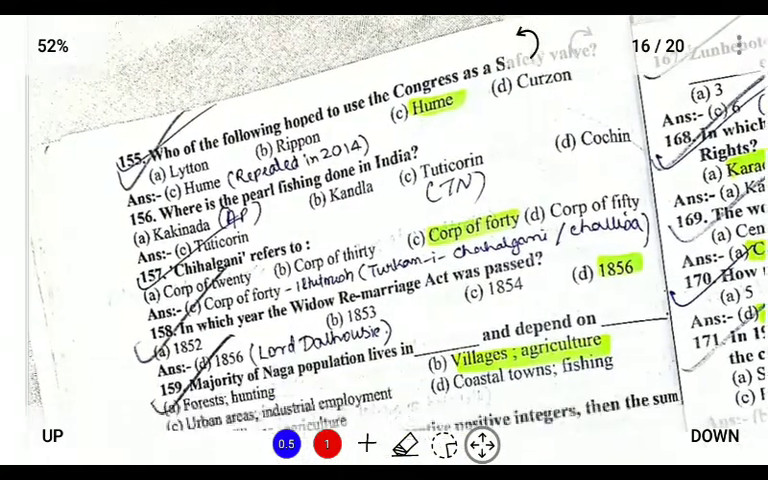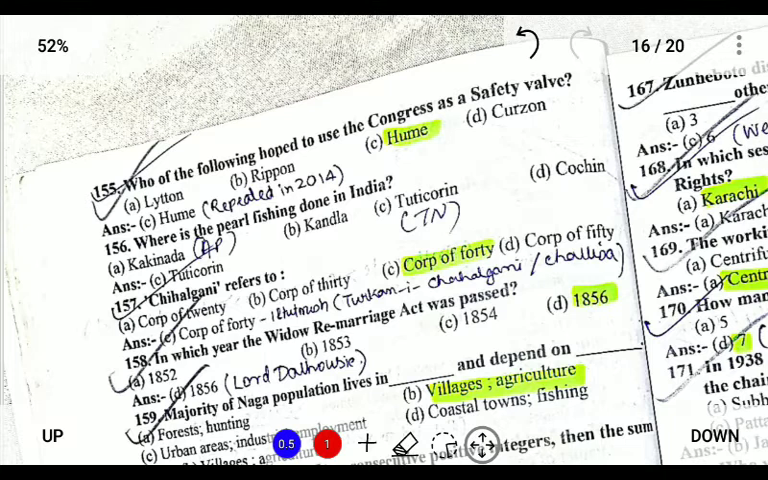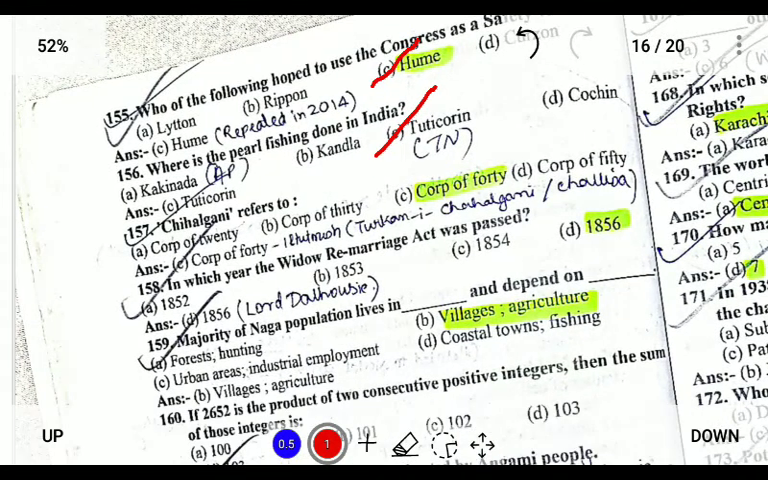Next, question number 155. Which of the following hoped to use the Congress as a safety valve? It was A.O. Hume. Where is pearl fishing done in India? It is done in Tuticorin in Tamil Nadu. Chahilgani means a college of 40 or a group of 40, which was started by Iltutmish, which consisted of 40 nobles. However, this Chalhalgani or Chalisa was removed by Balban. So these are additional information.